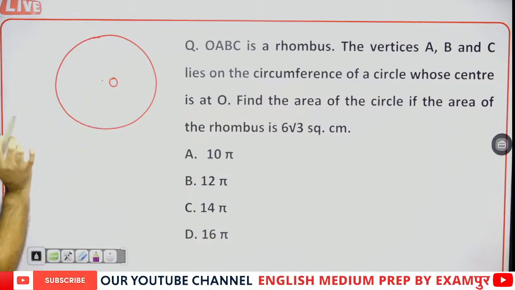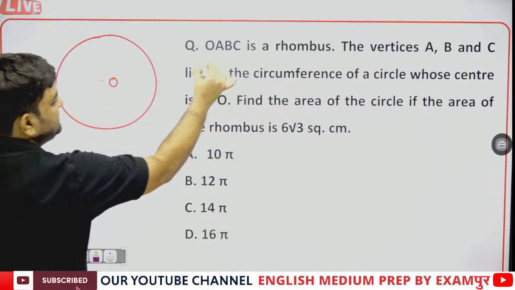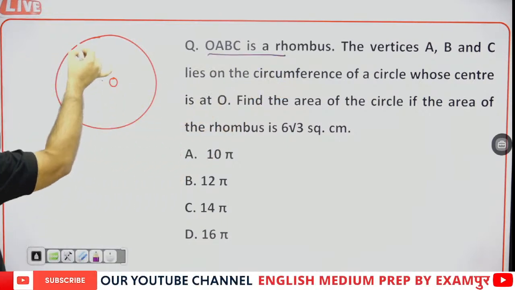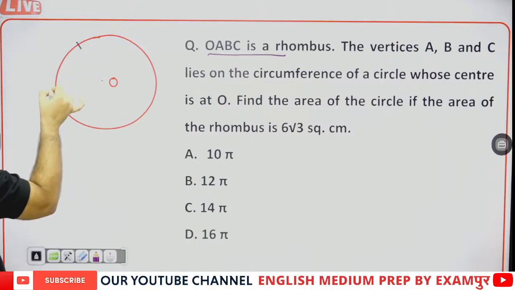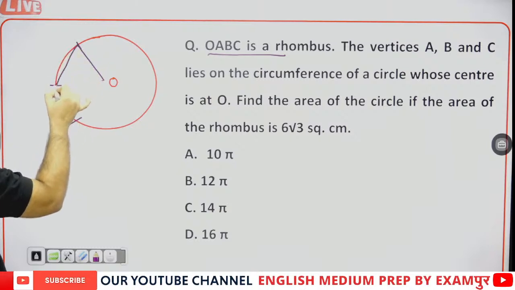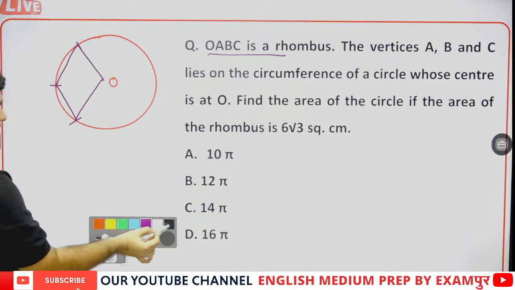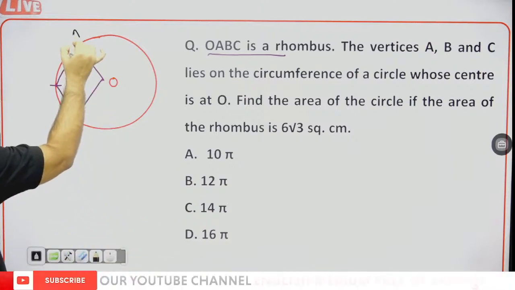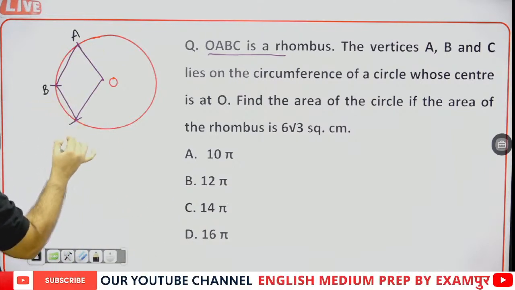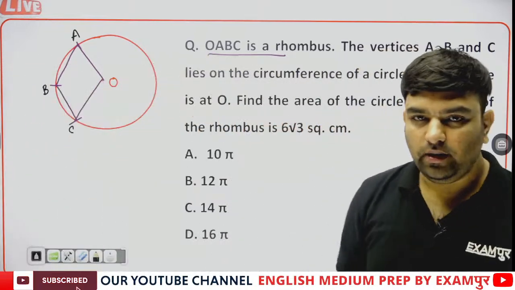Okay, vertices A, B, C lie on the circumference of the circle such that OABC is a rhombus. So the only way to draw it is OABC, because you have to make it as a rhombus. So this is the only way to make it. OABC.